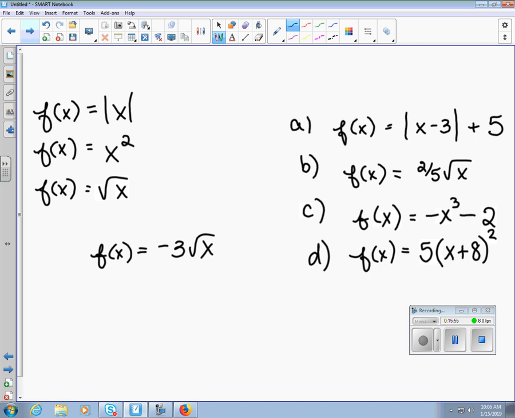And again, that middle value is the opposite of what you think it is. So if it's a plus, I'm actually going to the left. If it's minus, I'm actually going to go to the right. And then this one you can trust. What you see is what you get. So if it's positive, it's up. If it's negative, it's down.